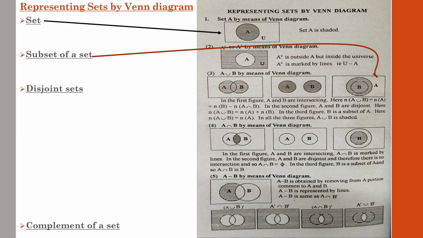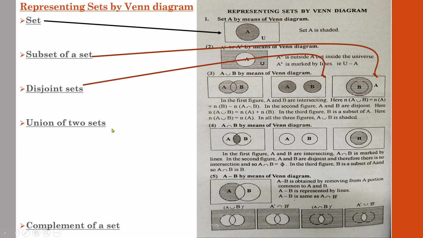Next one, disjoint sets. In the previous class we have discussed the concept of disjoint set. Disjoint set means two sets who have no similarity with the elements. This is an example of a disjoint set. Here there are two sets within the universe, and these two sets are not joined together. That is why it is known as disjoint sets.